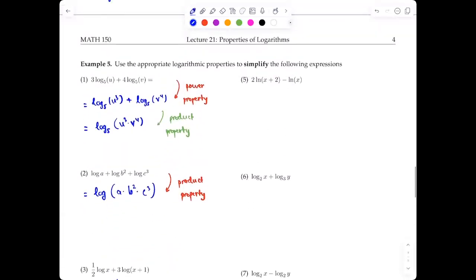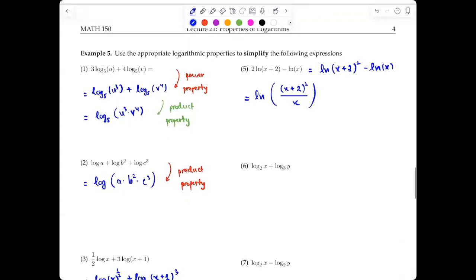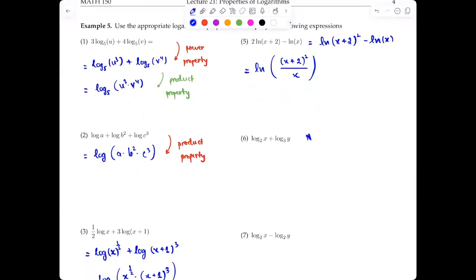Now, number 5. Again, you have coefficients, so turn those into powers first before you apply the quotient property. Here you have ln of x plus 2 squared minus ln of x. Now you turn this into a quotient. So ln of x plus 2 squared all together divided by x. Number 6, I mentioned earlier, they have different bases, so you cannot combine them together. It's just not available.